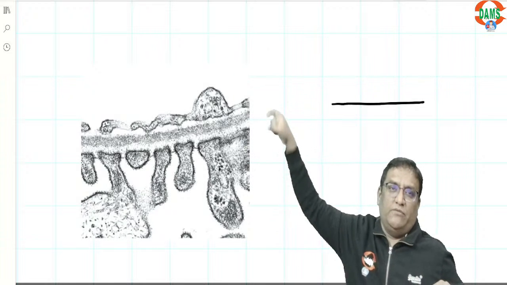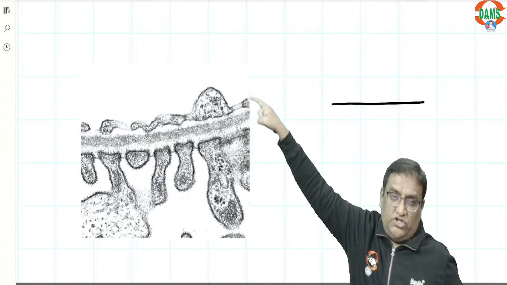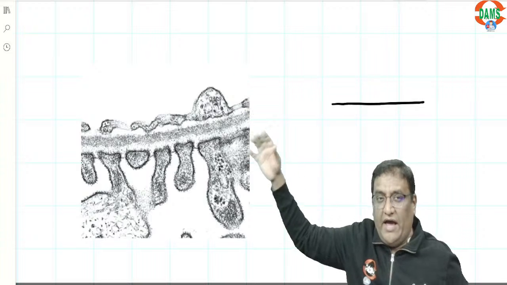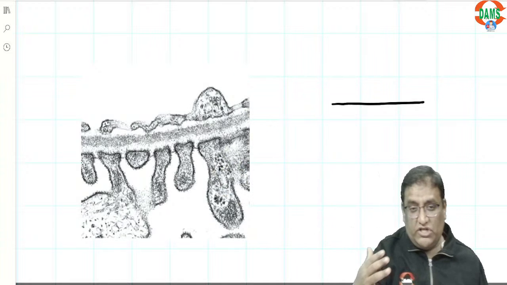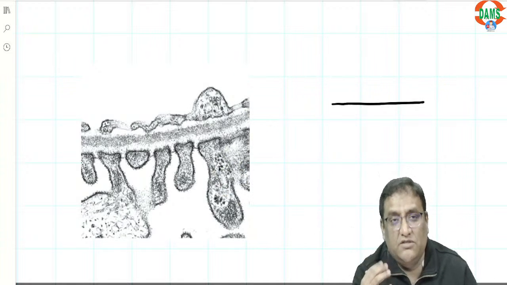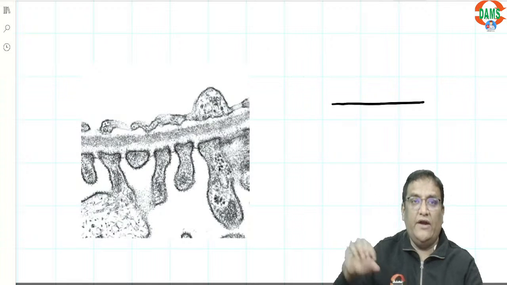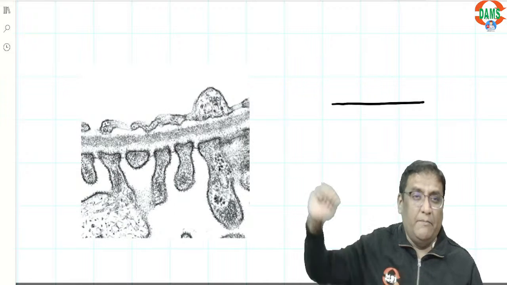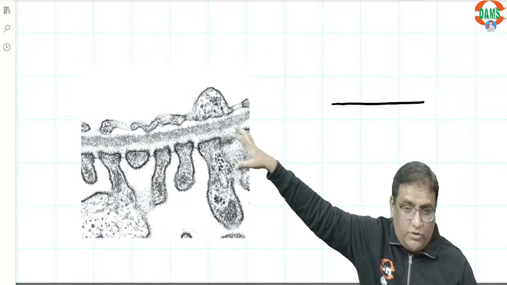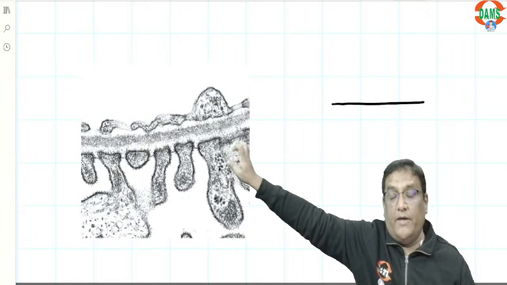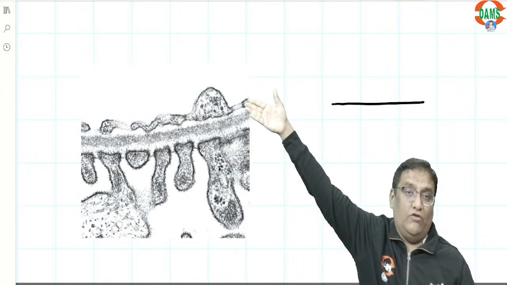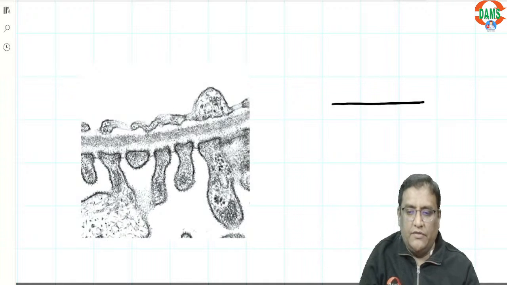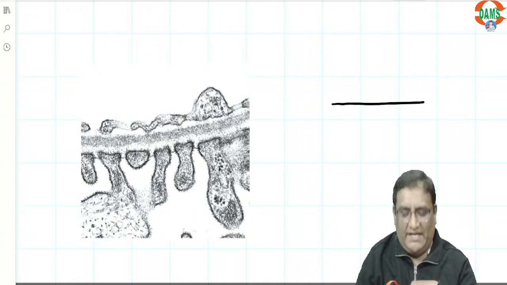So in this filtration barrier, there are fenestrations that take care of size based filtration. And then there is a net negative charge that takes care of charge based filtration. And also I want you to identify basement membrane. How to identify basement membrane? Many a times, as I said, because of deposits, you will not be able to identify the epithelial side. Then you are relying on endothelium. Many a times you will not even be able to identify endothelium as well.